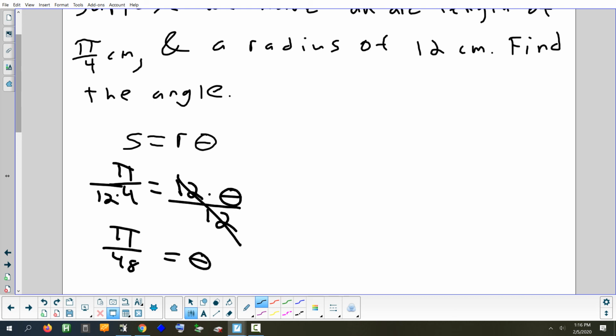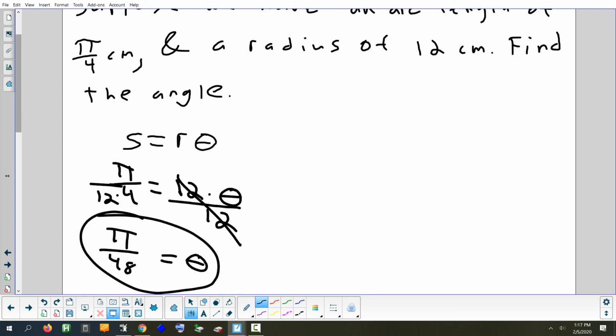Now, what's the unit on that? Well, what does theta represent again? It's an angle. Do you measure angles in inches or feet? No. What are angles measured in? Degrees or radians. And what does this formula give you? Radians. So do I need RAD? No. So that's an angle in radians.